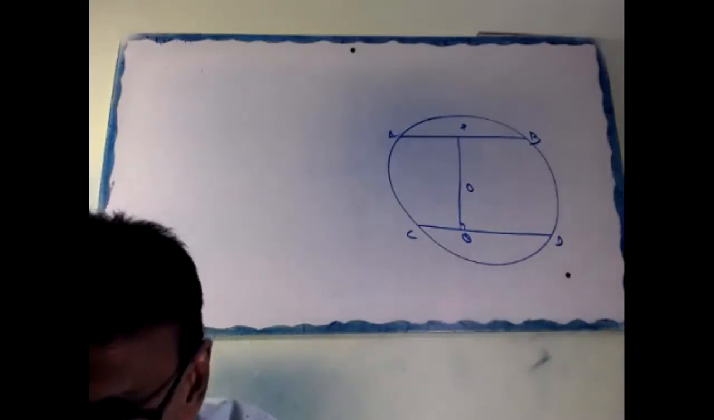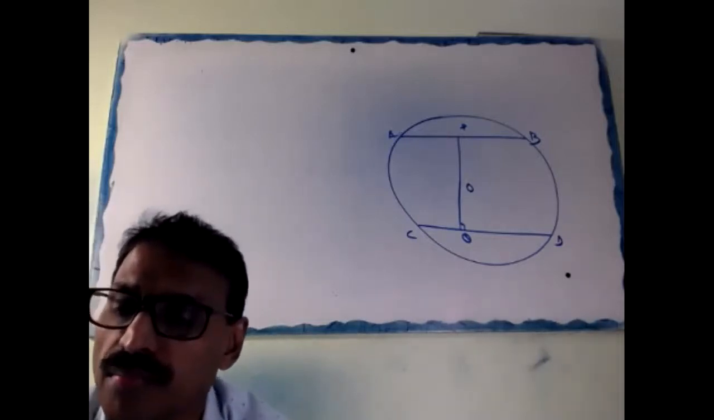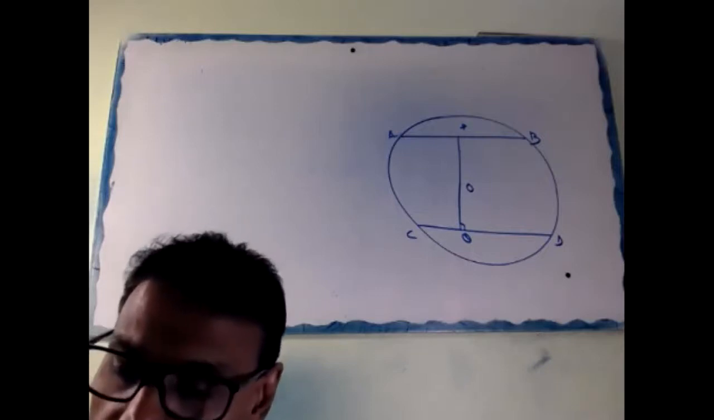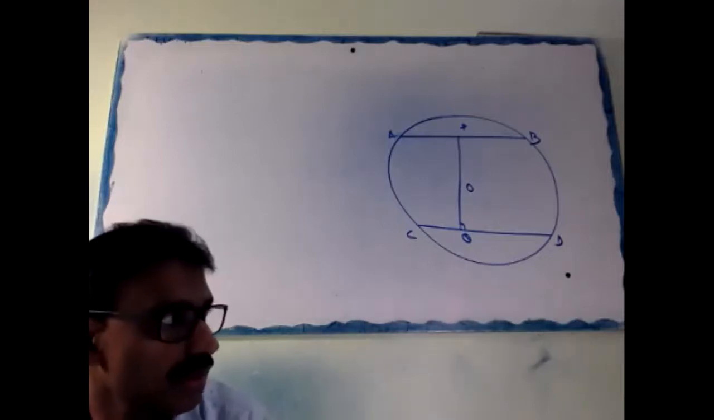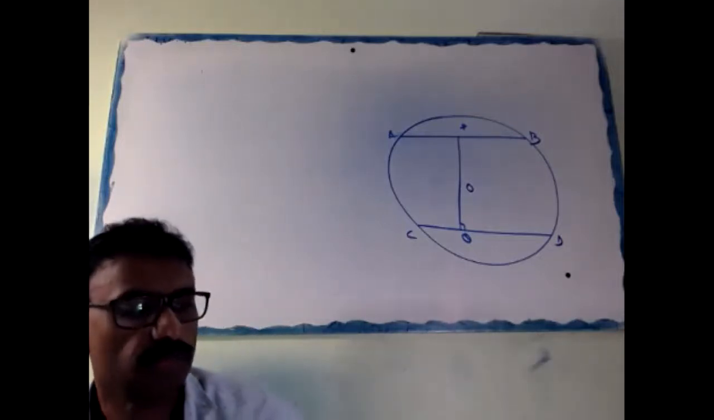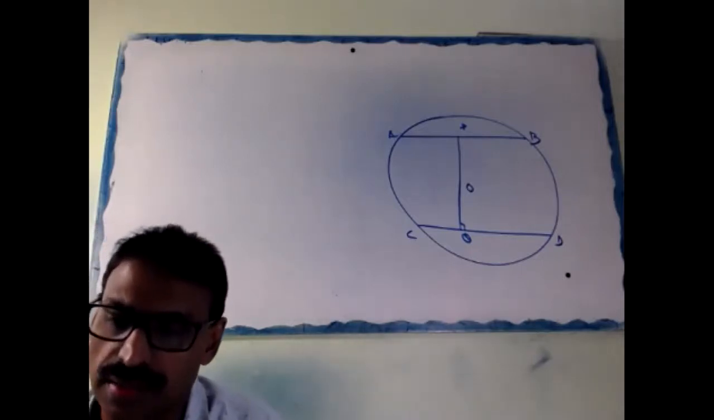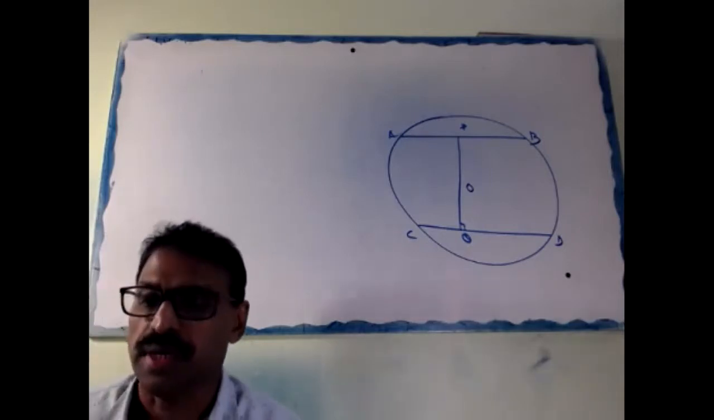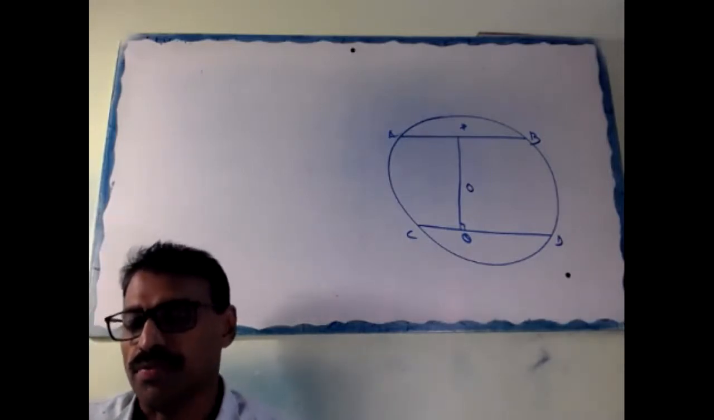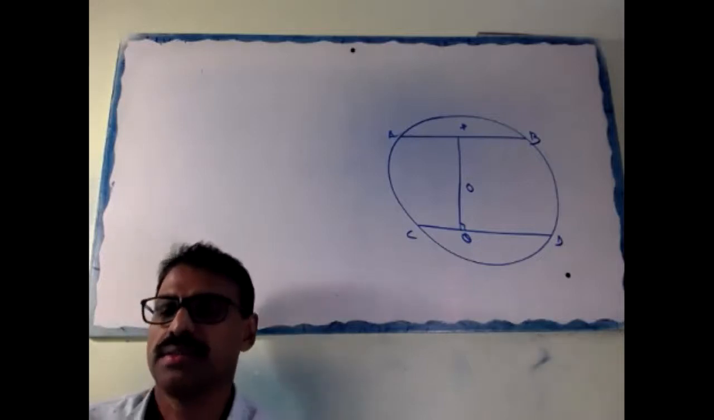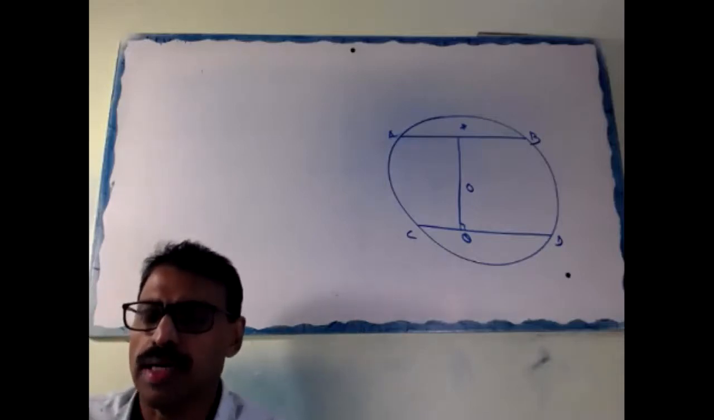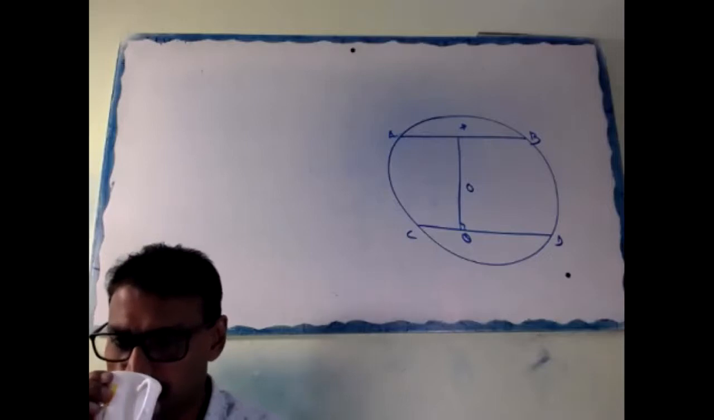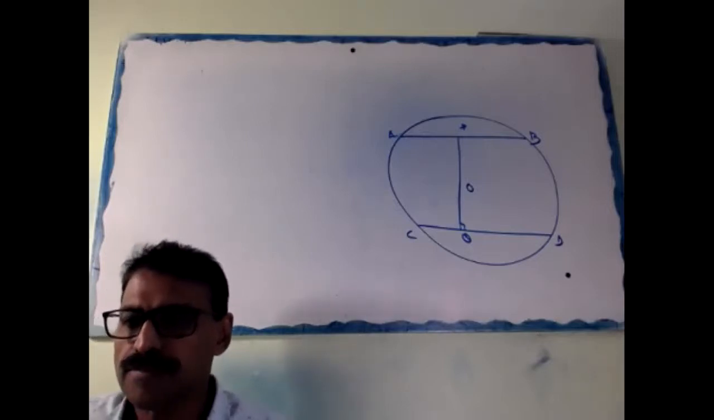Not getting? Check the previous question. Those who are not getting, the answer is 7. Check the previous question, understand that, then you'll get this one. I'm not going to explain this one. If not getting, that means you didn't understand the previous question. Okay, I'll wait.